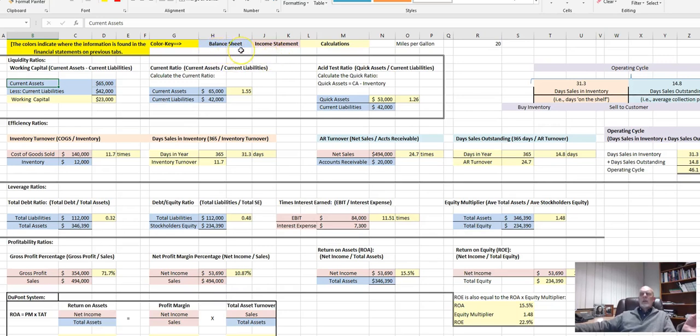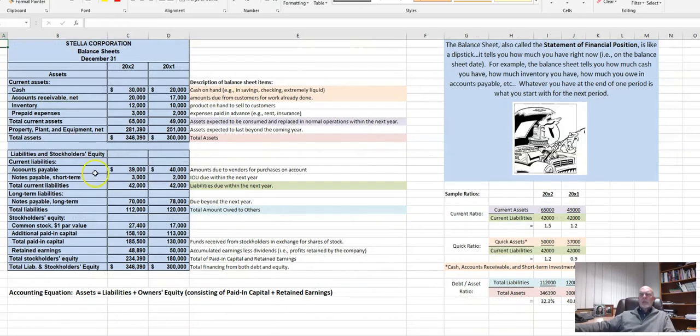Items in blue come from the balance sheet. Items in pink come from the income statement. And then items in the light yellow relate to a calculation that I've made. And then I have a couple of other colors that try to help you just track things from one part of the page to another. And we're also looking at the most recent year. So for example, the current assets of $65,000 come from the balance sheet for the most recent year 2, and the current liabilities of $42,000 came from that same year.